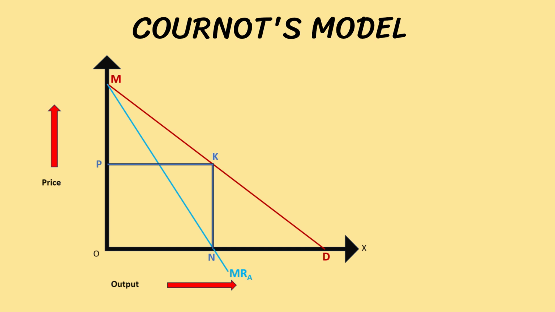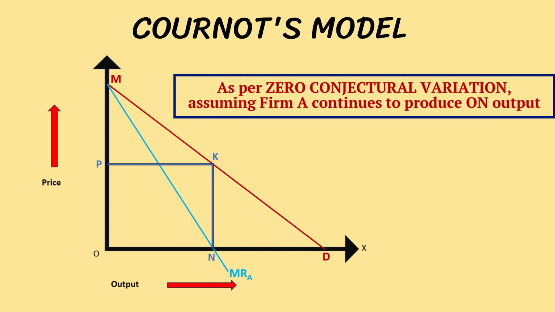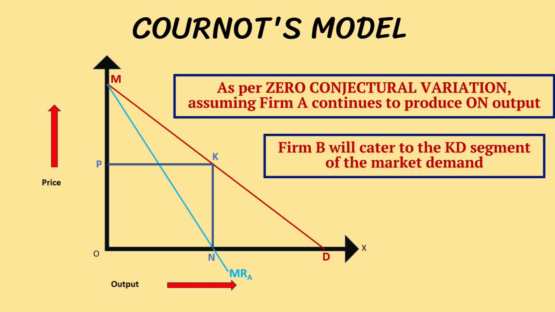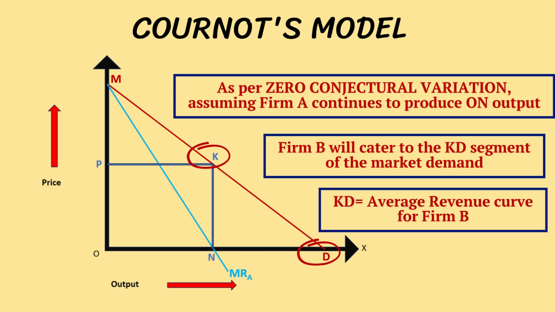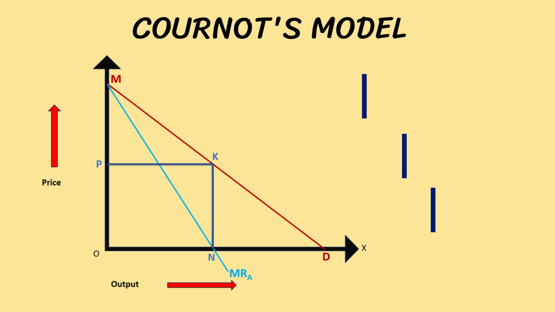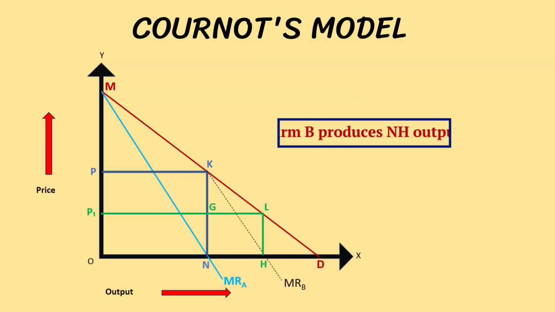So, assuming firm A continues to produce a fixed amount, ON, firm B will cater to the market demand left, that is, the KD segment of the market demand. So the KD segment becomes the average revenue curve for firm B. Following the same methodology, the MR curve for firm B can be derived by dividing the segment ND into two equal halves, by which we get point H. Consequently, firm B's output level is NH.